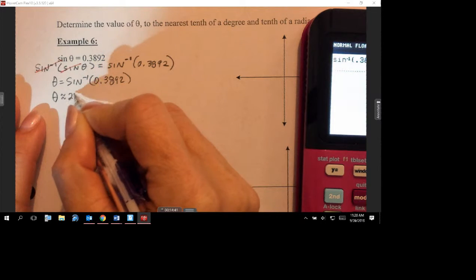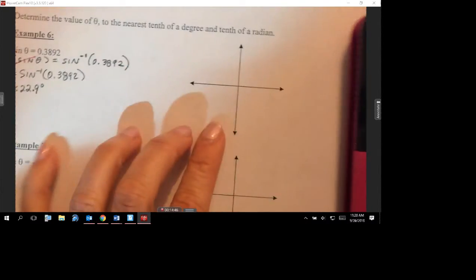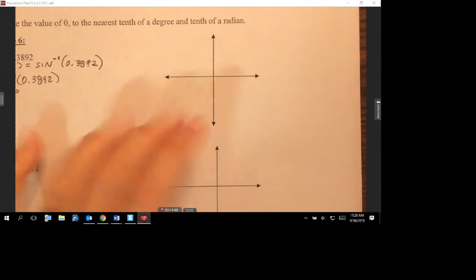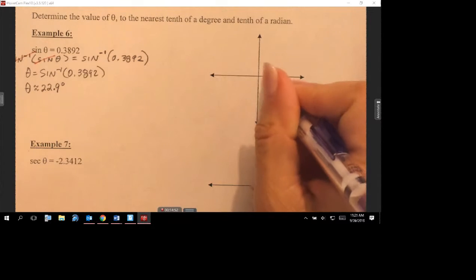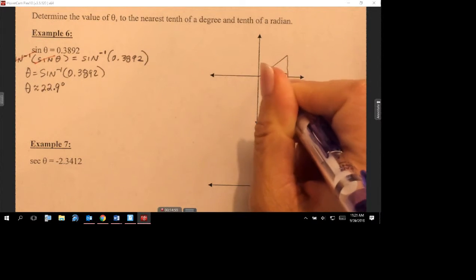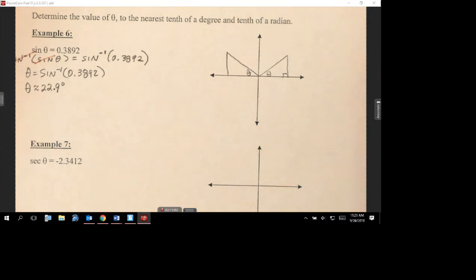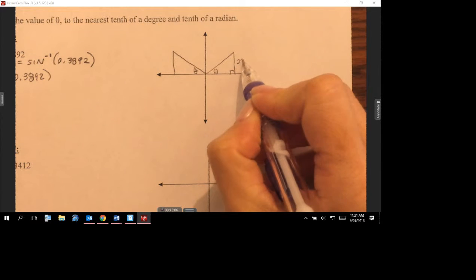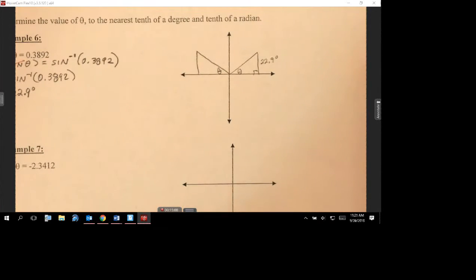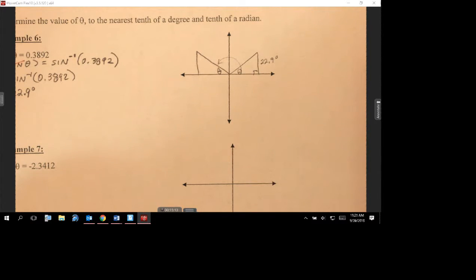Oh, I forgot to do something else first. I got way into it and just kept going. I forgot about this picture over here. Where is sine positive? First and second. So I know I'm going to have two answers. One of them is 22.9 degrees. How would I find the other one?